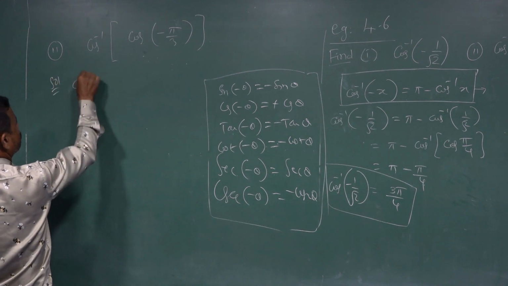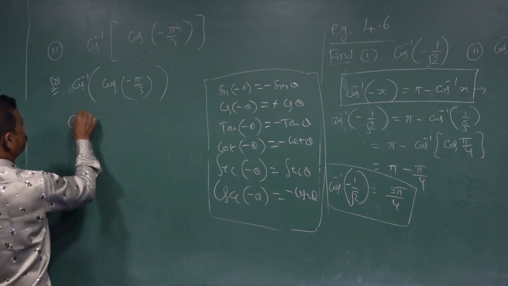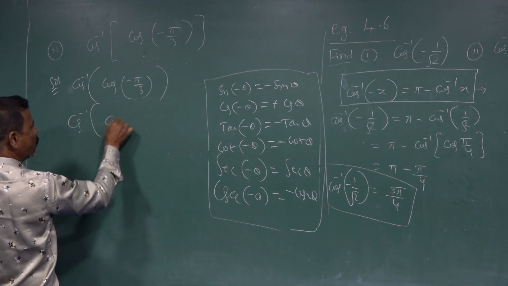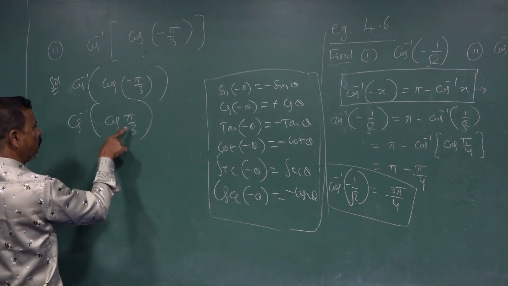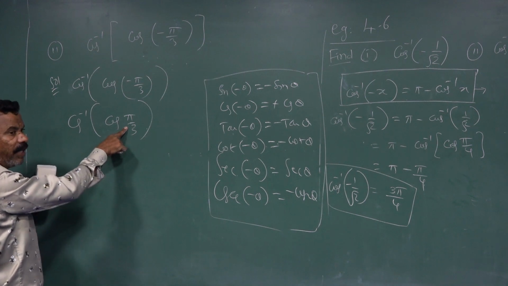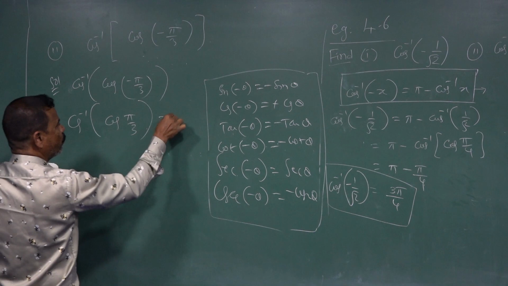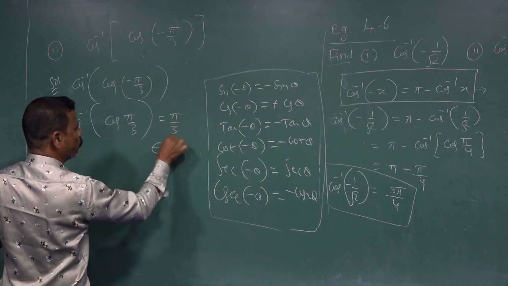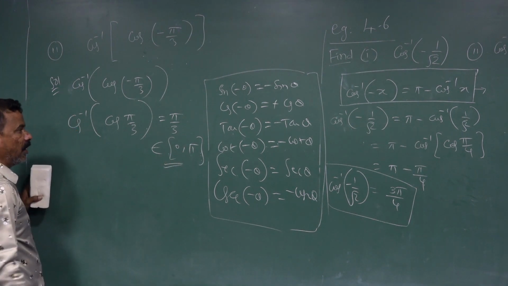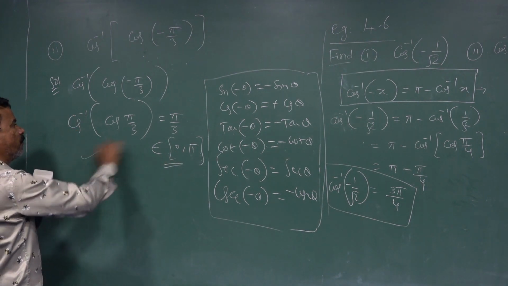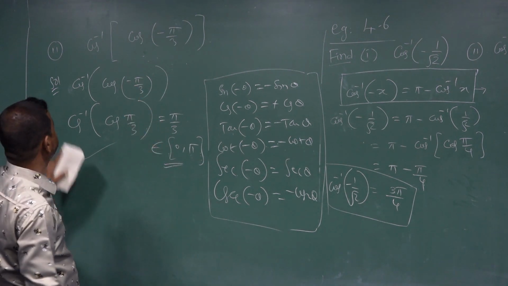Solution: cos inverse of cos of minus π by 3 is cos inverse of cos π by 3. So cos inverse cos cancelled, when this π by 3 lies between 0 to π. Does it? Yes, it lies between 0 to π. This belongs to 0 to π, closed brackets, not open. So π by 3 is the answer. Okay. Next, third problem.